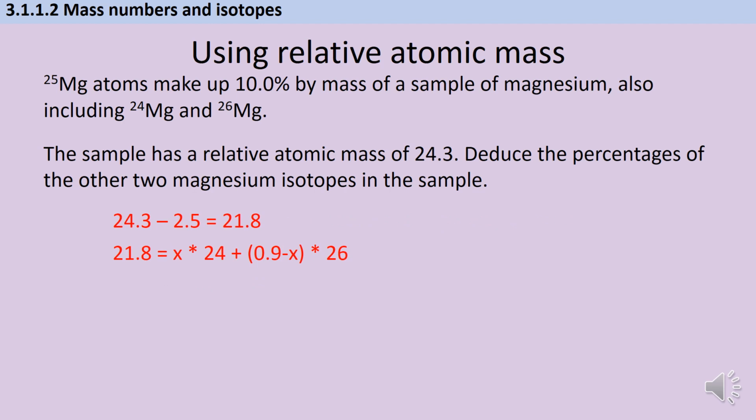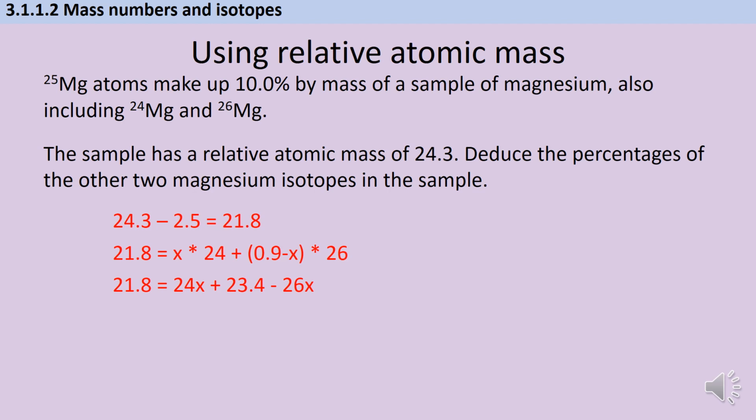So that 21.8 that we're left with is made up of the abundance of magnesium 24 multiplied by 24 and the abundance of magnesium 26 multiplied by 26. And I know, because I've already taken away the 10% of magnesium 25, that those two remaining ones must add up to 90%. So there's no point in me using two different letters. I may as well use x for the abundance of magnesium 24 and then 0.9 take away x to be the abundance of magnesium 26.